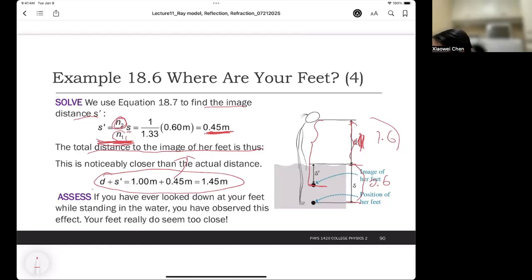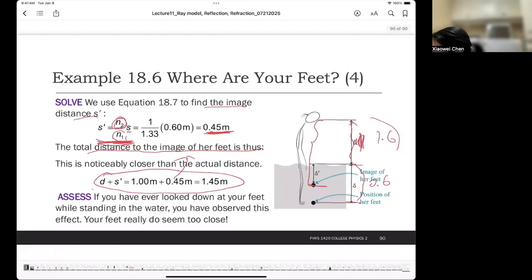If you have ever looked down at your feet while standing in the water, you have observed this effect. Your feet really do seem too close. Maybe you can put some water in a container, and you will observe this phenomenon. You can do this lab.